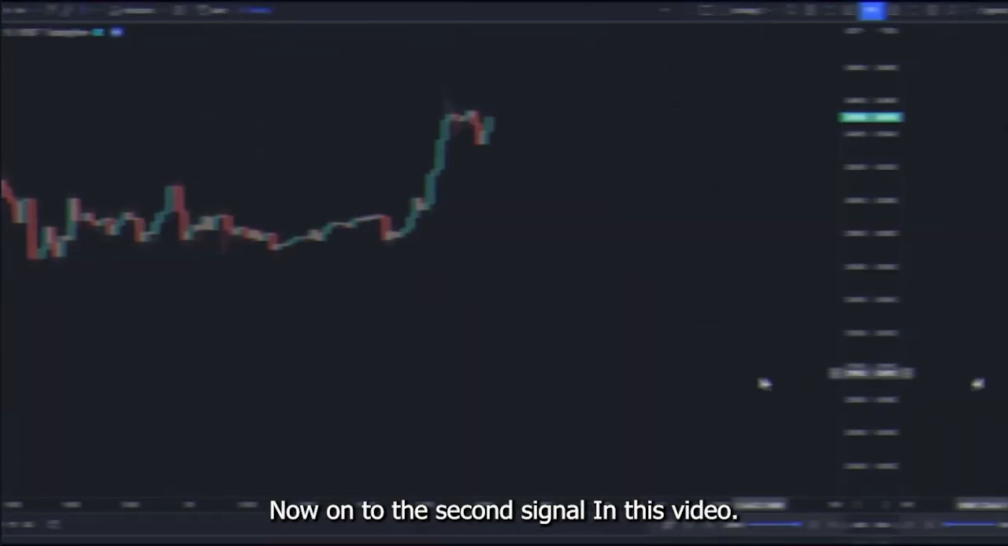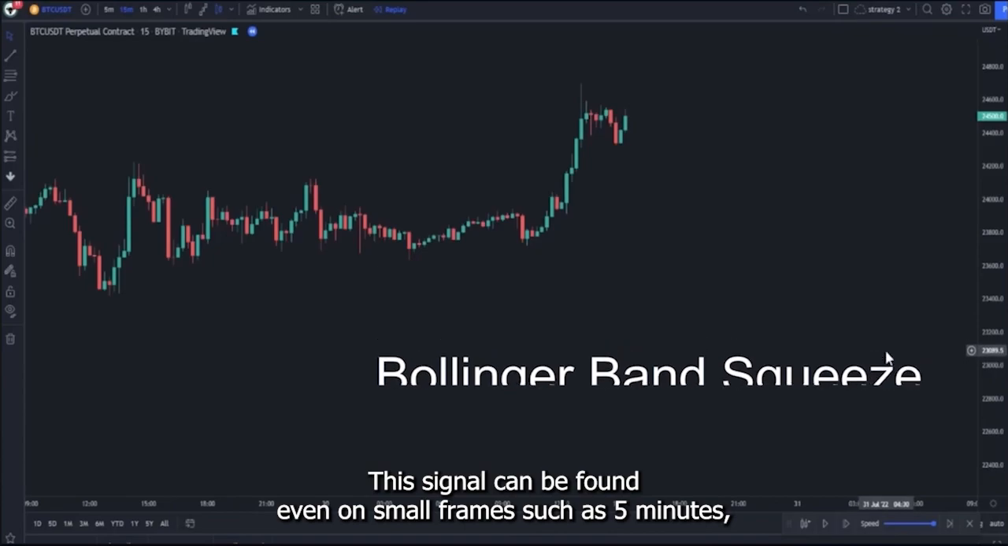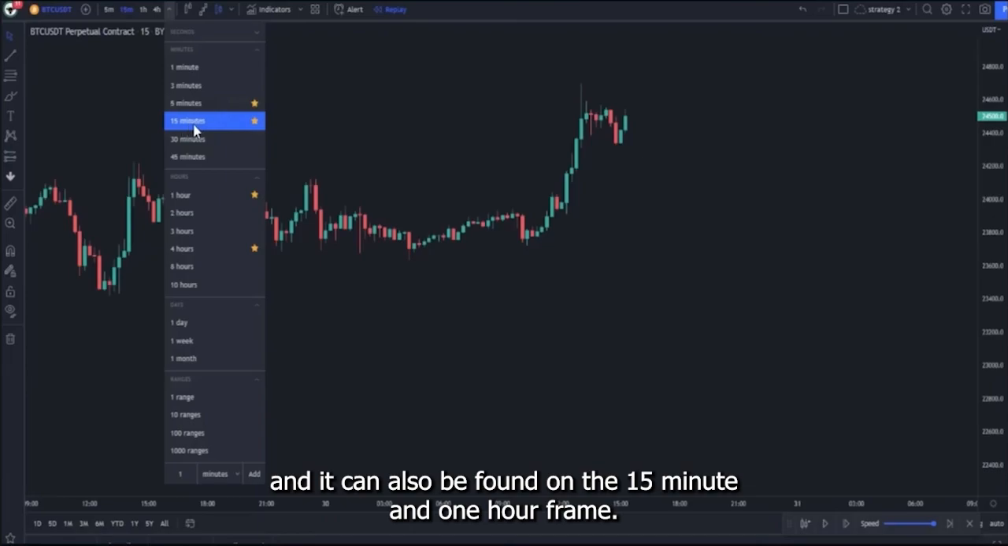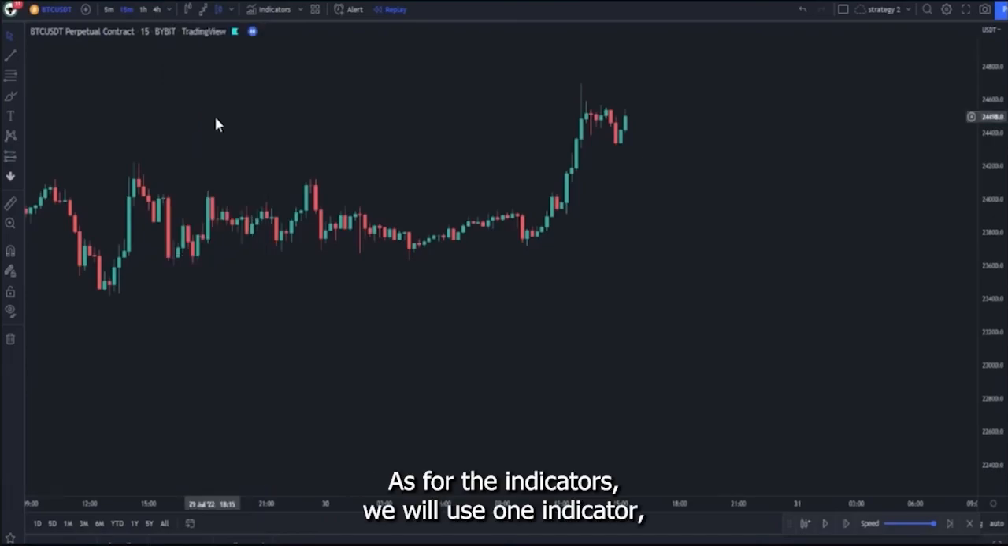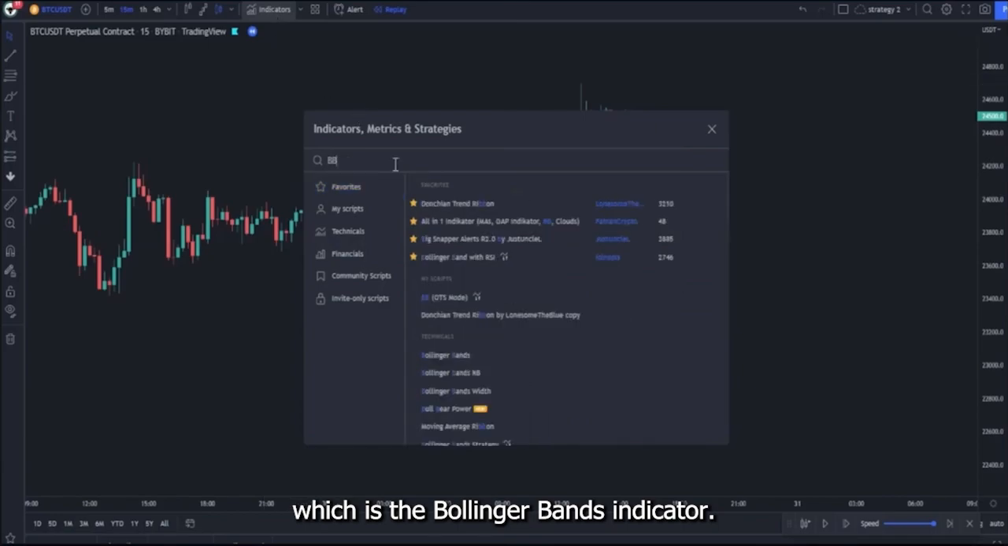Now on to the second signal in this video. The Bollinger Band squeeze signal. This signal can be found even on small frames, such as 5 minutes, and it can also be found on the 15-minute and 1-hour frame. As for the indicators, we will use one indicator, which is the Bollinger Bands indicator.